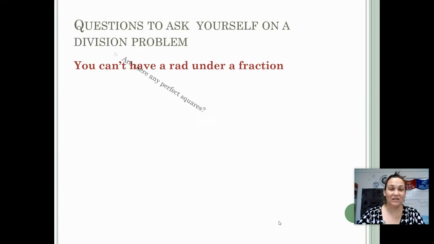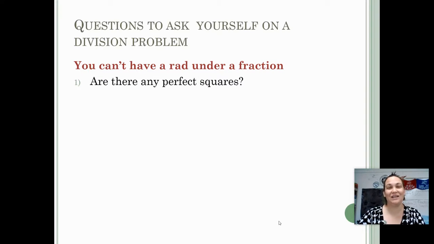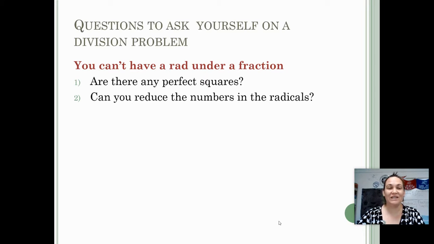To do that, first, we should check and see if there are any perfect squares that we can take the square root of right now. Then, we should check and see if our fraction itself can simplify. Do you have a fraction that says 8 over 2? That can simplify.